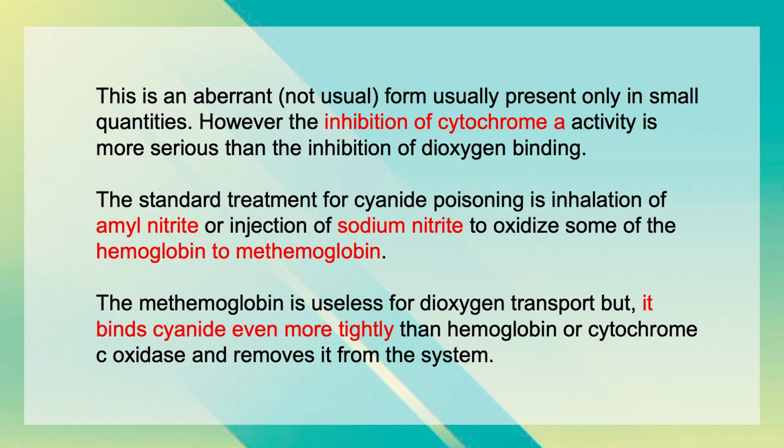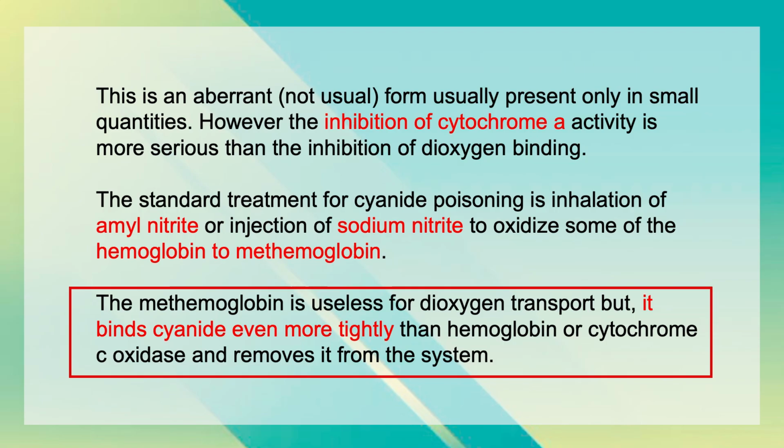Actually, this is not a common phenomenon. However, the bond of cyanide to the hemoglobin is very strong. Even though methemoglobin is formed, it will be present only in small amounts. So, by taking medicines like amyl nitrite or sodium nitrite, we can oxidize some of the hemoglobin to methemoglobin. The methemoglobin is useless for dioxygen transport, but it binds cyanide even more tightly than hemoglobin or cytochrome c oxidase and removes the cyanide poison from the system.